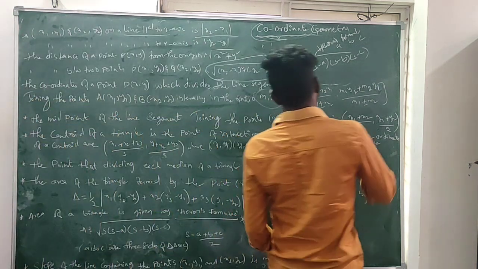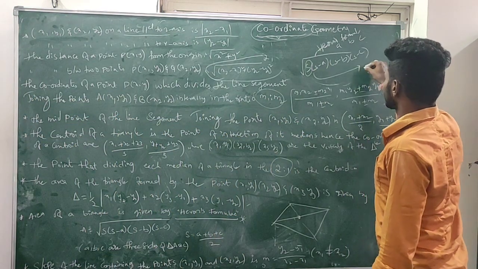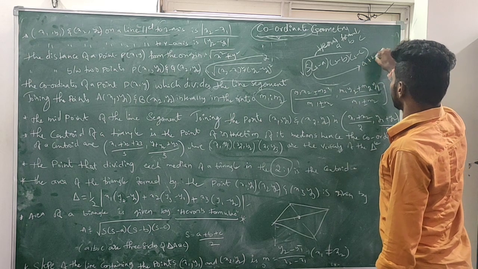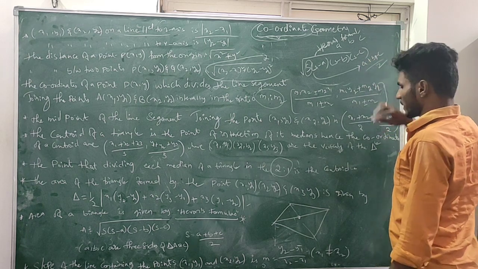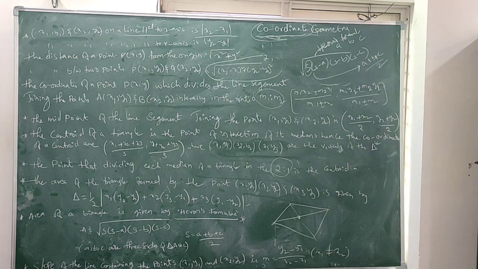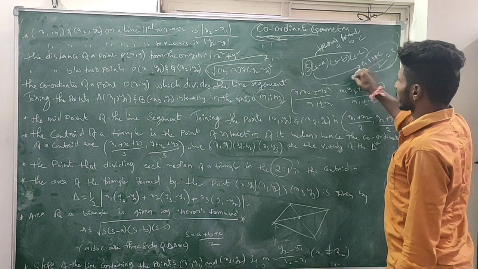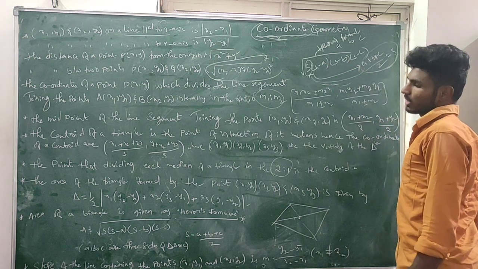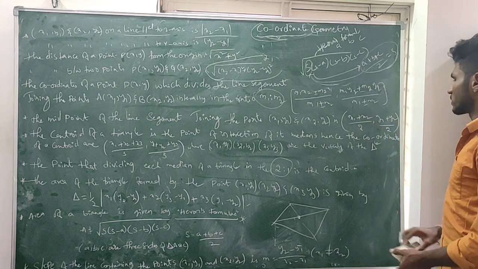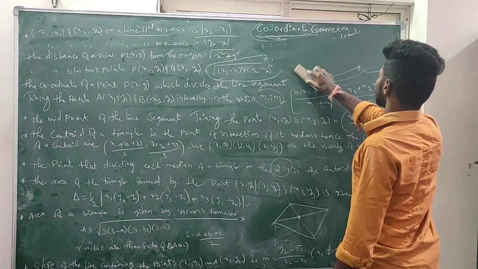And to get this s value, what we should do is a plus b plus c by 2. The a, b, c values are given in the question. Just substitute them here and you will get the s value. After getting the s value, substitute it in this formula and you will get the final answer. Is it clear? Right. Very good.